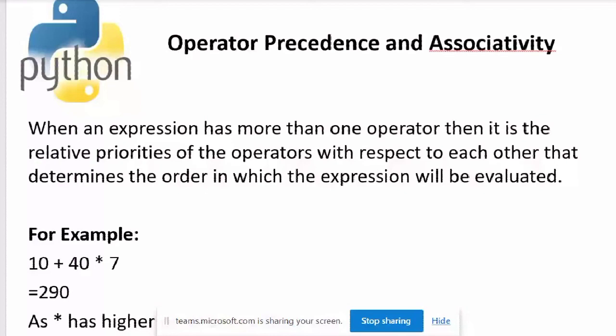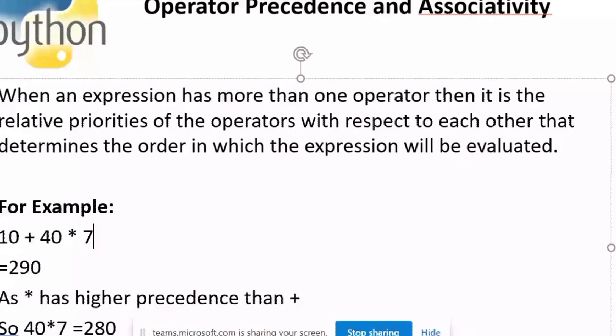Okay, now we'll move on to another concept. You know this from the C language also: operator precedence and associativity. What do we mean by operator precedence? We also call it operator priority. Guys, are you there? Yes, sir. Okay, very good. So take 10 plus 40 star 7. There is a plus and a star, so which one do you have to evaluate first?